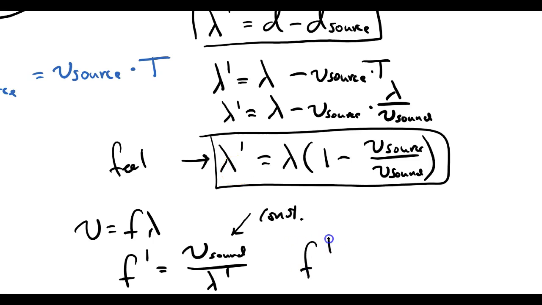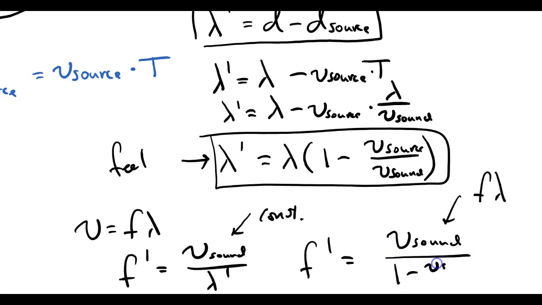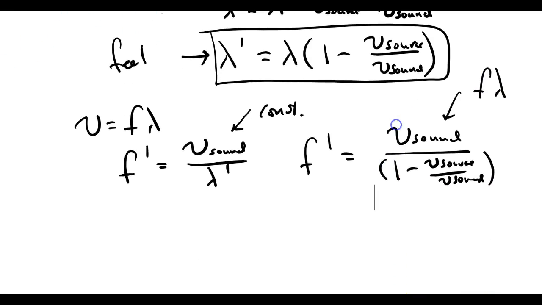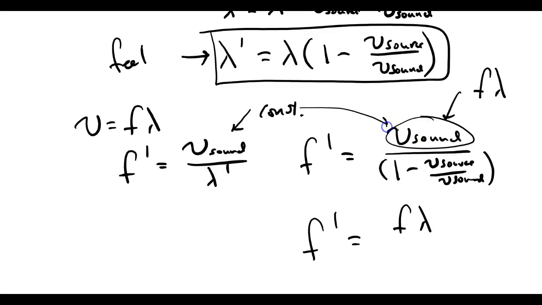So I'm going to get that f prime is equal to v sound. By the way, v sound is simply the frequency times the original wavelength. That's how fast it's going to travel, right? The frequency times the wavelength, all over this term, 1 minus v source all over v sound. Okay, and so I'm going to plug that in. Let's go ahead and keep going. So f prime is equal to the original frequency times the original wavelength, because remember, this is a constant.